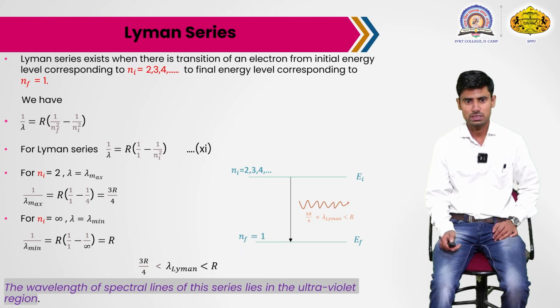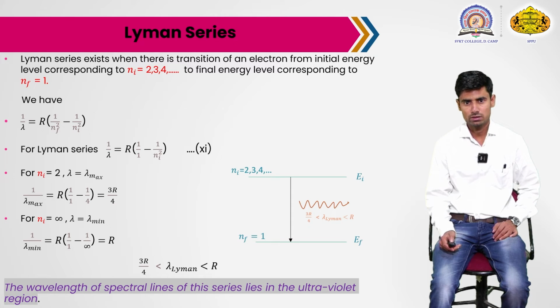And for the Lyman series we have the wave number. We have the formula for the wave number as 1 by lambda equals R times 1 by Nf square minus 1 by Ni square. So here if I substitute the value of Nf as 1, we will get the wave number for the Lyman series as 1 by lambda equals R into 1 minus 1 by Ni square.